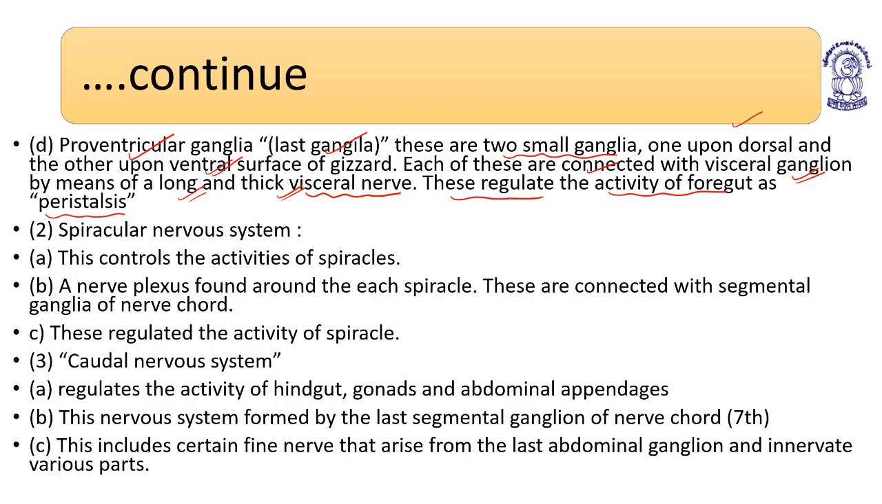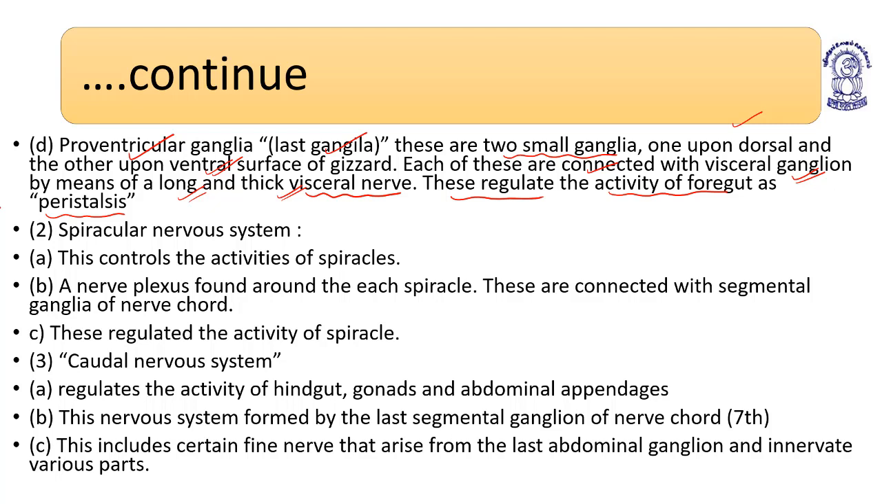So the proventricular ganglia is the last ganglia. These are two small ganglia, one upon the dorsal and the other upon the ventral surface of the gizzard. Each of these is connected with the visceral ganglion by means of a long and thick visceral nerve. This regulates the activity of the foregut, especially peristalsis. So peristalsis is basically regulated by the visceral nerve, which is part of the proventricular ganglia.